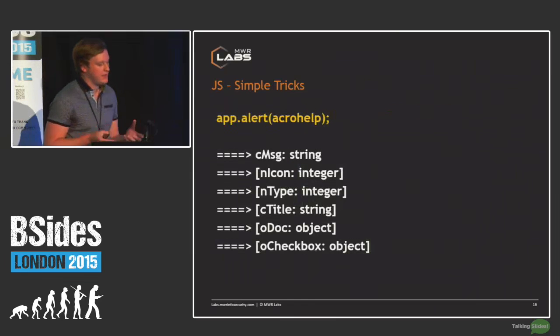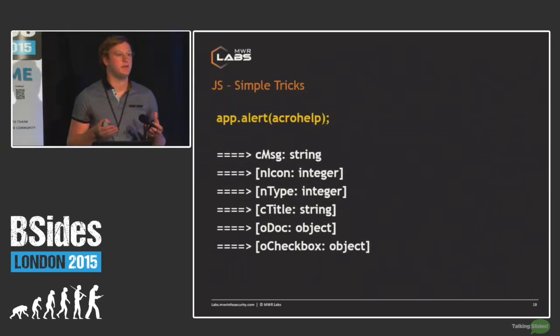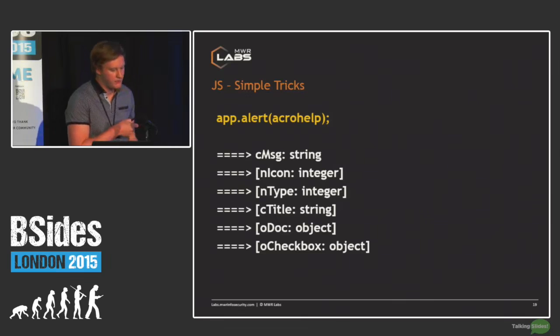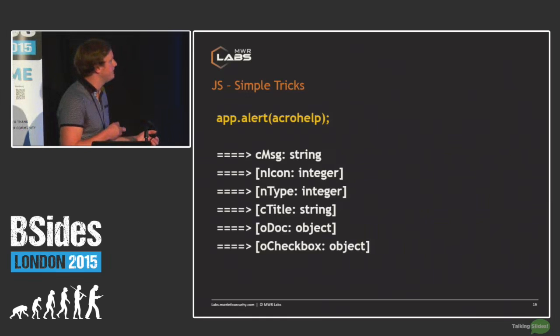Some other tips and tricks which are worth mentioning. You can call a function with the parameter acro-help, and it will return some output which looks like this. This is useful for fuzzing because it gives you the parameters that the function expects along with its data type. And those in square brackets indicate optional parameters.